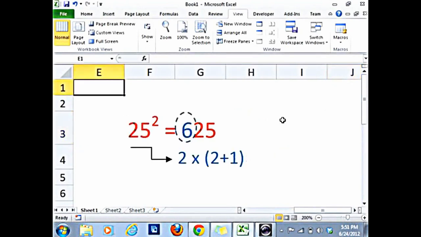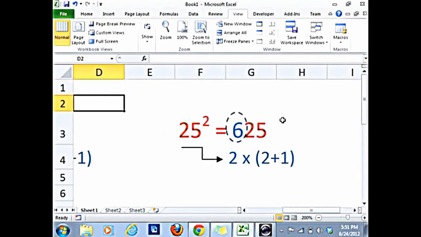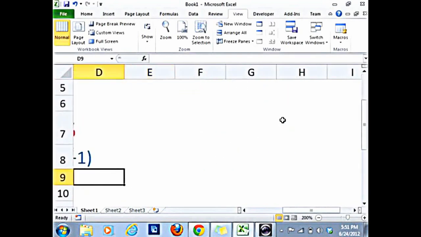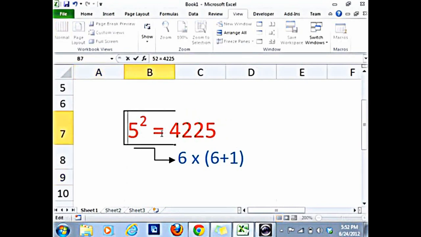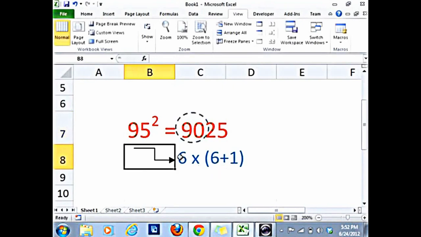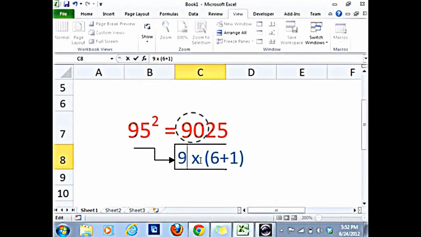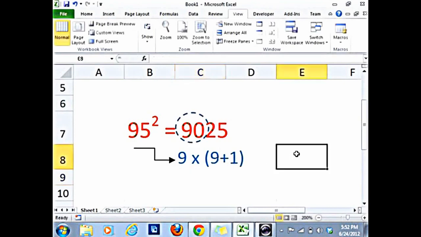If I have bigger numbers like 65, then I can use the same technique. For example here, 65 square will be 6 multiplied by its increment, which is 7. So 6 times 7 is 42. So I'll say 4225. So this way we can use it. If I have 95, then I say 9, and here I have to put 9 into 10, which is 90, so it will be 9025. So here it will be 9 into 9 plus 1.